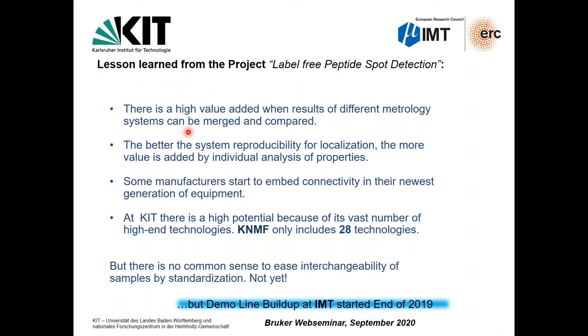The idea is, if we have high reproducibility of machines and we can address a spot or a location very well, we can use a system to address a location and then subsequently measure it with different machinery. As we are a really large research facility, like the KIT, we have one group called KNMF, which already includes 28 high technologies. So we have the best conditions to start thinking about how to include more. That is what I'm now showing very shortly.